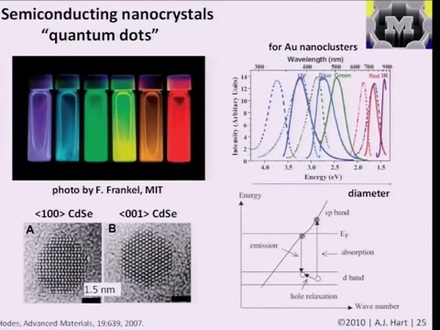And this slide gets into a bit more detail of the application of using these quantum dots for optical and sensing and emitting applications. For example, here we see a transmission electron microscope image of the cadmium selenide quantum dots here with different crystal structures.